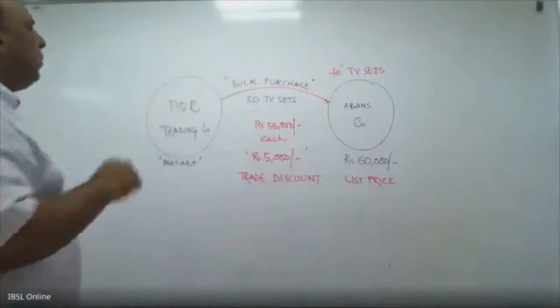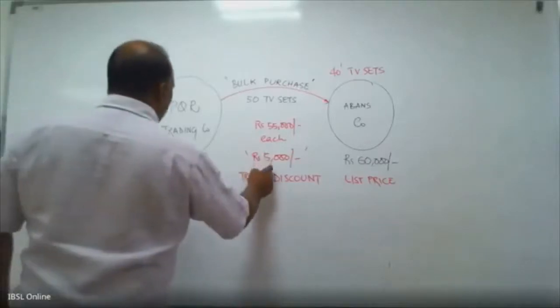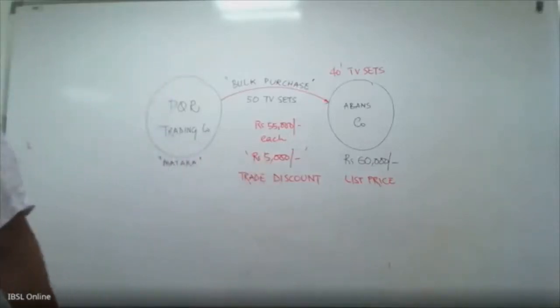Now, since PQR Trading Company is making a bulk purchase, they are in a position to negotiate for a discount with the seller, who is Abbas Company. So in this bulk purchase of 50 TV sets, there is a negotiation and they agree to purchase it at rupees 55,000 each, which means PQR Trading Company is going to get a 5,000 rupee trade discount.